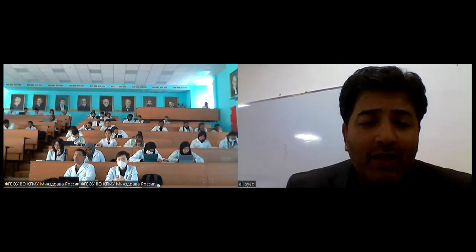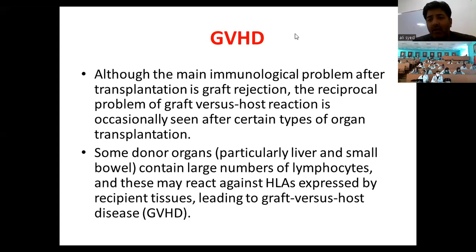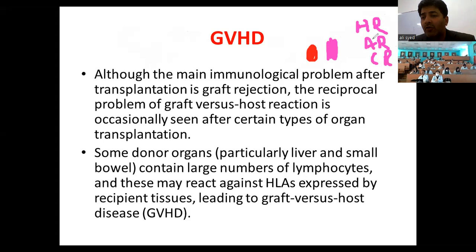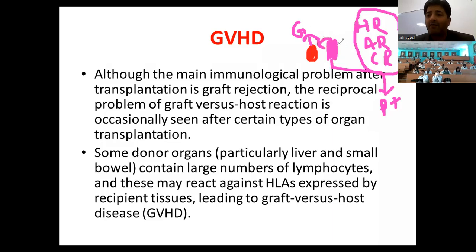See here, very simple. I will draw the diagram and then explain to all of you. The red one is the graft and the pink one is the person in which you are placing this graft. We studied hyperacute rejection, acute rejection, and chronic rejection. In all these rejections, the patient's immune system is attacking the graft. But in graft versus host disease, the graft is attacking the patient's immune system, causing graft versus host disease.